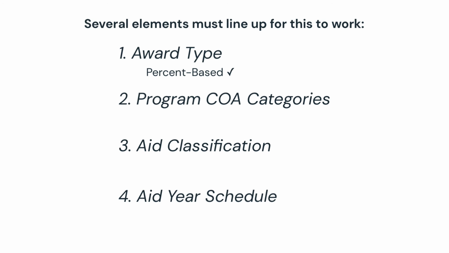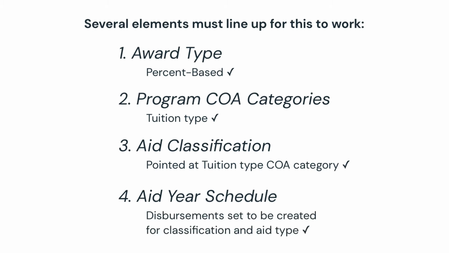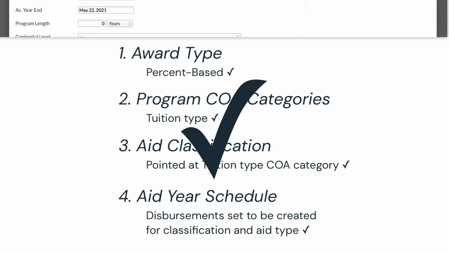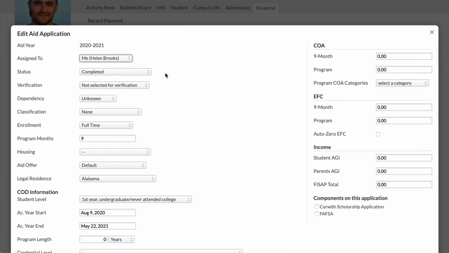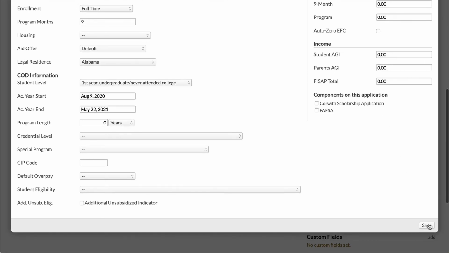With a percent-based award type, tuition type program COA category, an aid classification pointed at that program COA category, and an aid year schedule in place set to create disbursements for that classification and aid type, we're all set. Then anyone to whose profile you add the matching aid classification should have that program COA category populated. That field is what the percent-based award looks at to generate initial amounts.